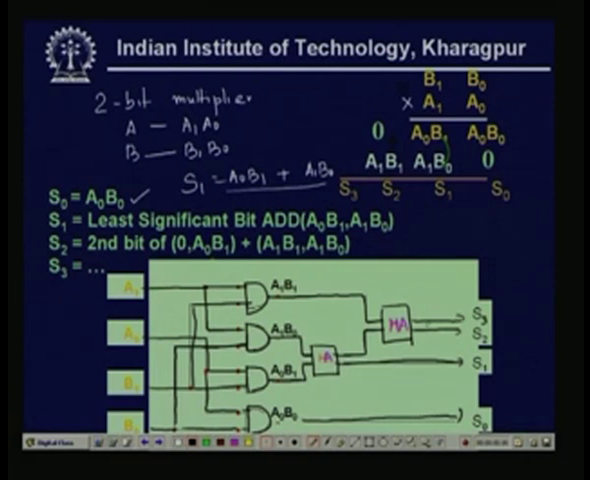Now, see here there are 4 2-input AND gates. We need 4 2-input AND gates and 2 half adders. So, these half adders are used as the basic building blocks for a 2-bit multiplier.